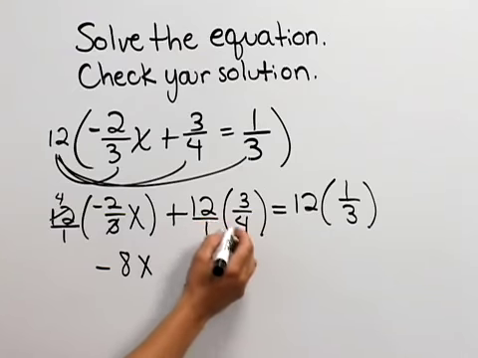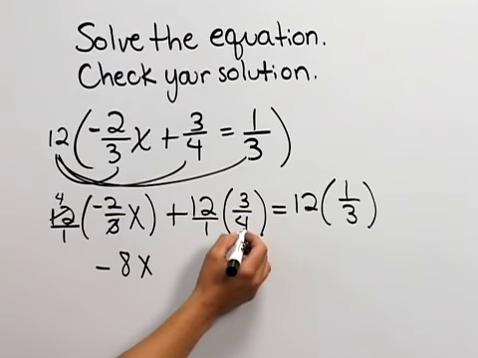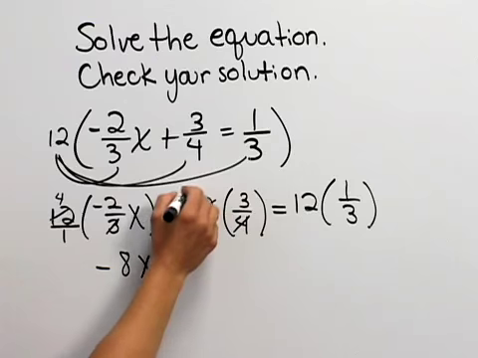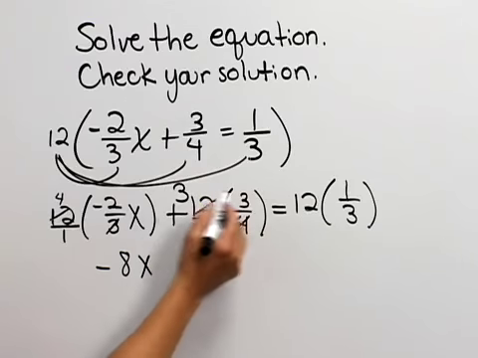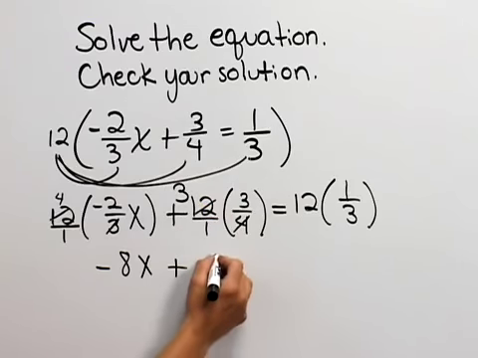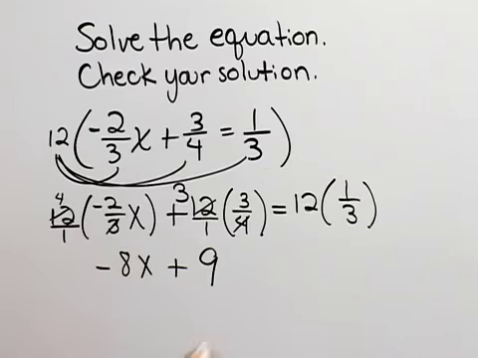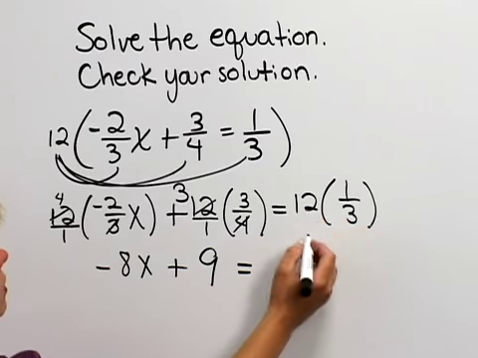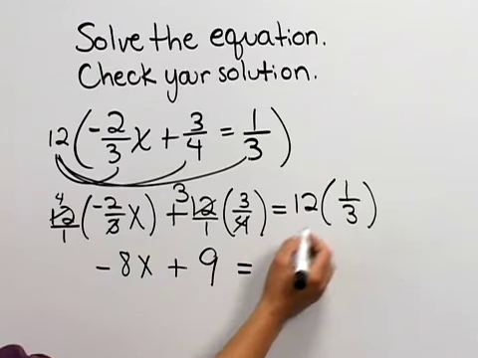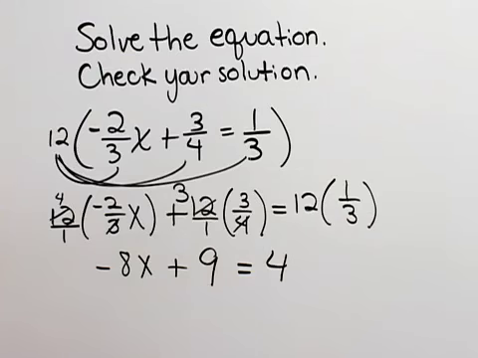This 12 is 12 over 1, so we can cross cancel. 4 goes into 12 3 times. 3 times 3 is 9. And then here, 12 times 1/3 is like dividing 12 by 3, which is 4. Now we have a much simpler equation to solve.